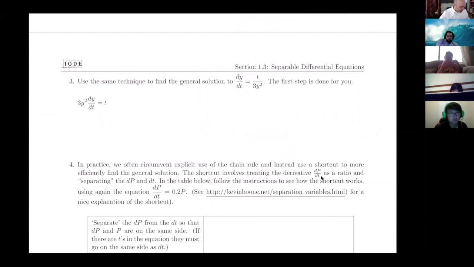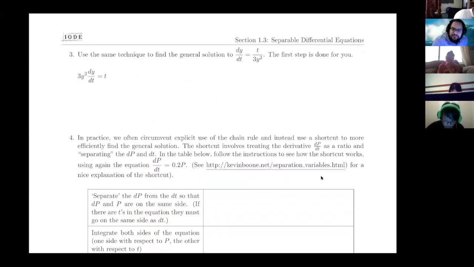Okay, so let's now apply this technique to a differential equation that depends on both variables. So we've got dy/dt is t over 3y squared. Now we've got t's and y's in here. So let's say the first step is I'm going to move my 3y squared to the other side. I'm going to multiply both sides by 3y squared.